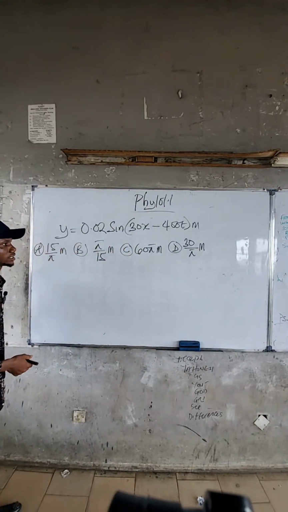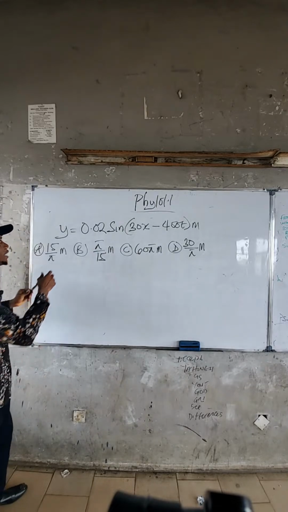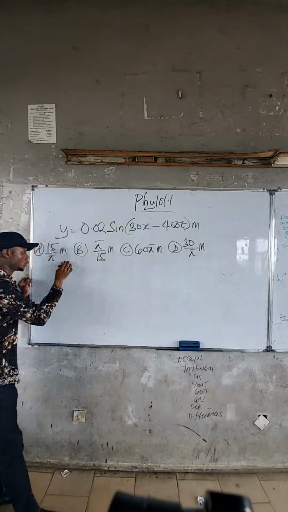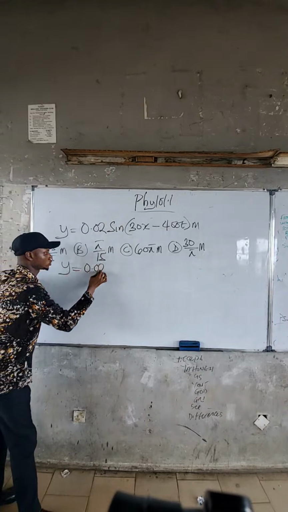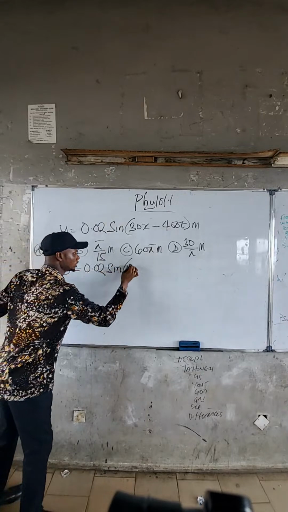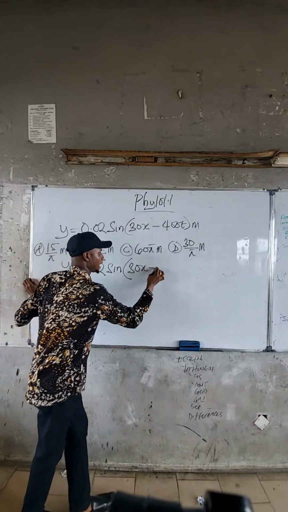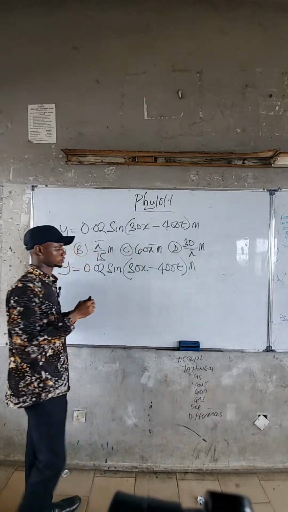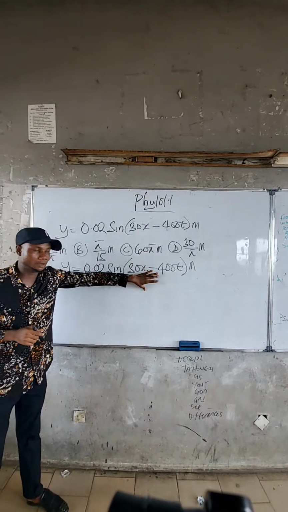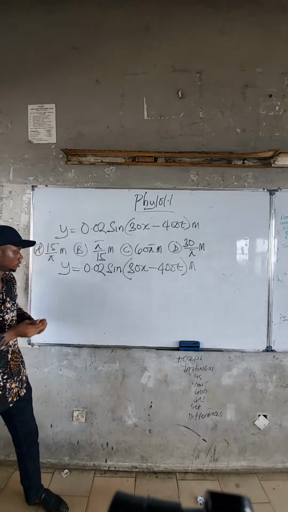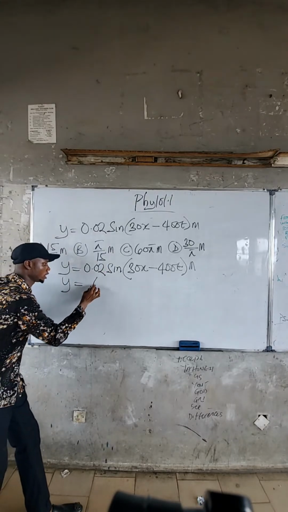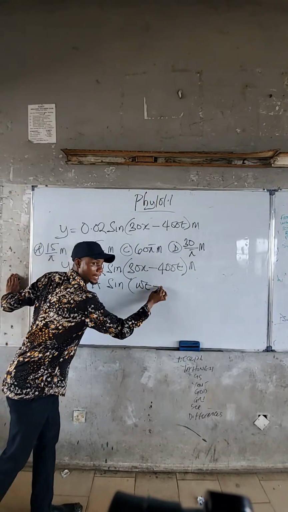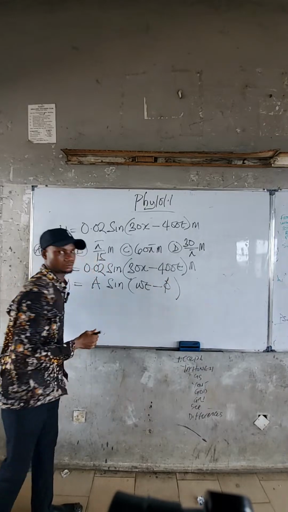In solving this, class, I have to compare the given equation to the standard equation. So this is the given equation: y is equal to 0.02 sine (30s minus 400t), all in meters. Let me compare it to the standard equation that looks like this: y is equal to a sine (omega t minus phi). Please take note.